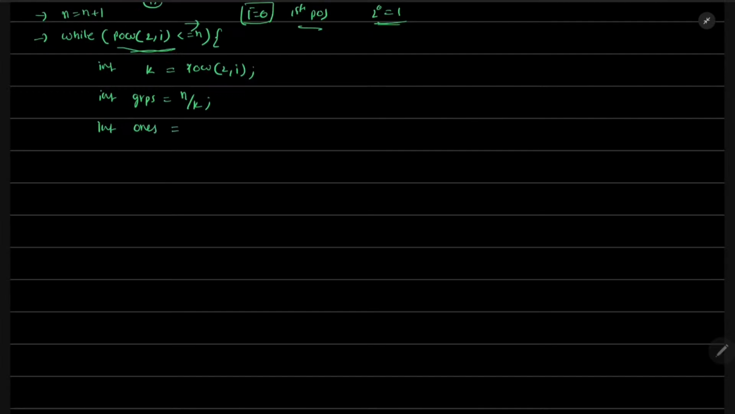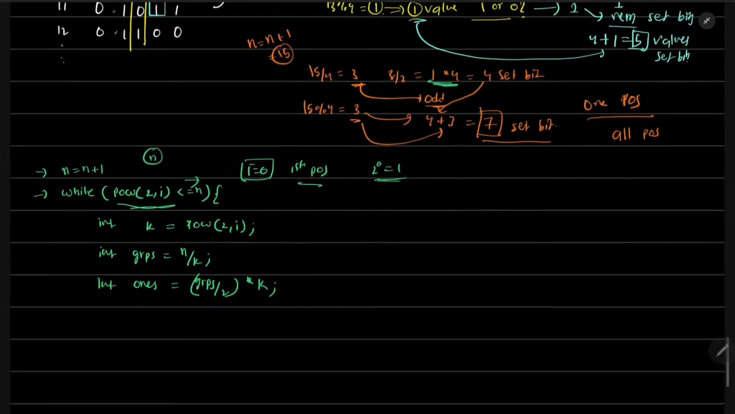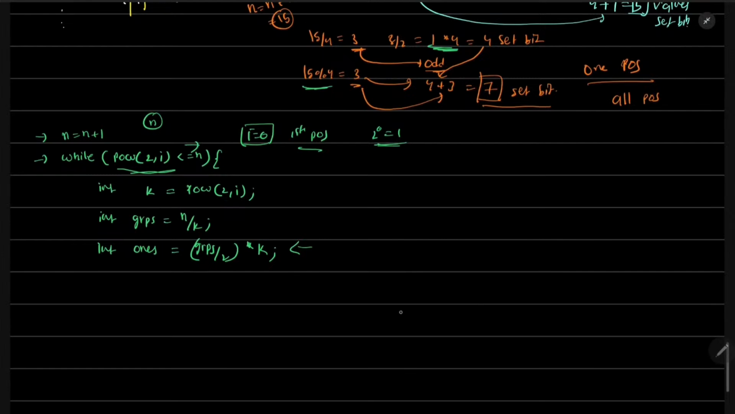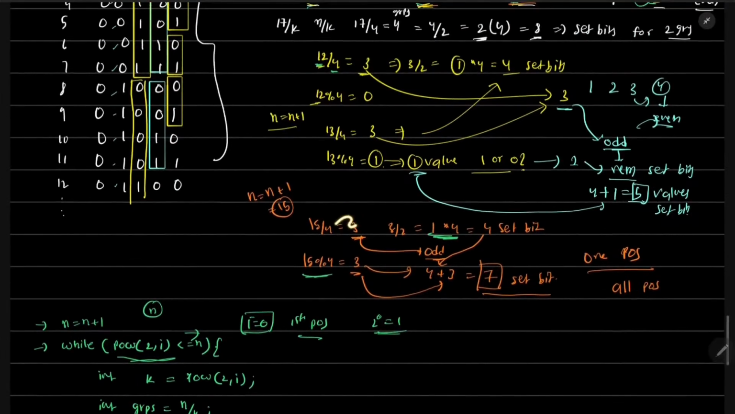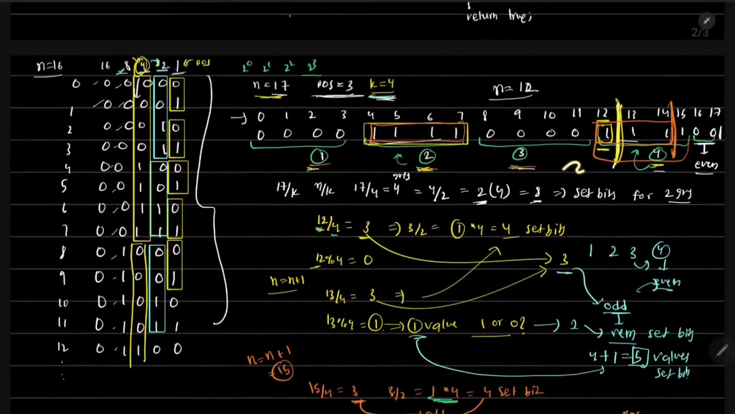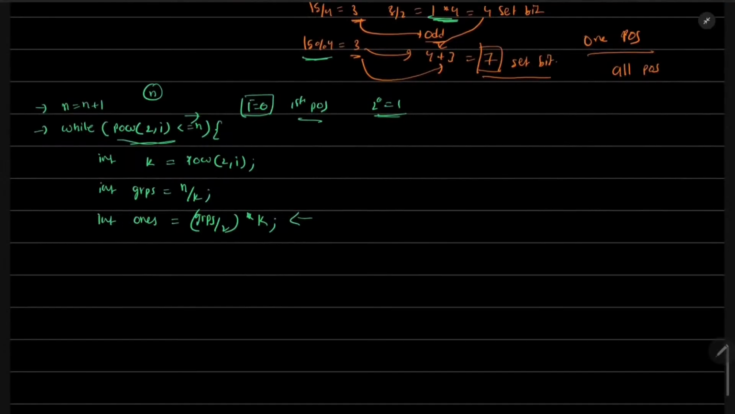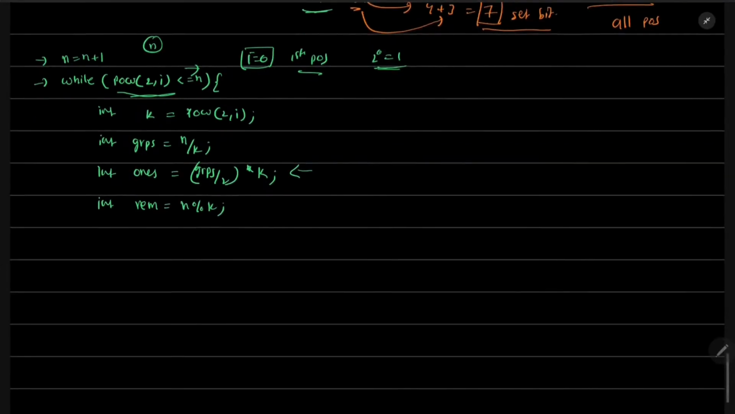How can I find it? It's very easy. Groups divided by 2, star, what is the number of ones? It's nothing but the k value, right? You do this, 1 star 4. This is the same thing I'm doing here, right? And then what do we have to do? We have to find the remaining values. We already found these values here, but we are yet to find the remaining values here, the uncompleted group, right? So for that we need to find the remainder. Int remainder equal to, how do you find the remainder first? N modulo k, right? N modulo k is the remainder.